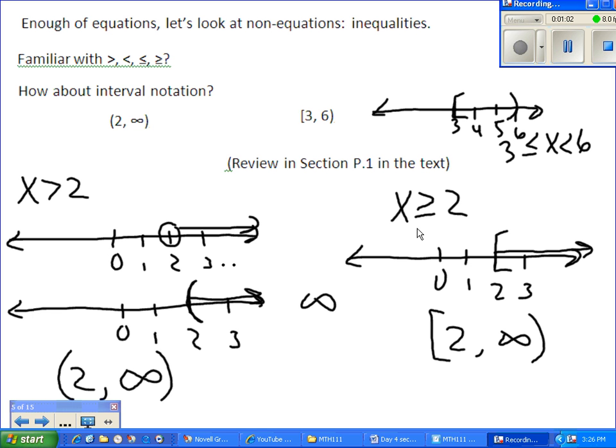Alternatively, if you're trying to express x greater than or equal to 2, we want to include the 2 in the interval. So rather than using the solid dot notation, we're going to use a square bracket here to indicate we're including 2 and going on off to the right to infinity. And with interval notation, we'd write that as the interval 2 to infinity, including the 2 but not including infinity. This interval here means x is greater than or equal to 3 but less than 6. So we're including all the numbers from 3 to 6. We're including the 3, but we're going up to but not including the 6. You can also write it this way: 3 is less than or equal to x is less than 6.